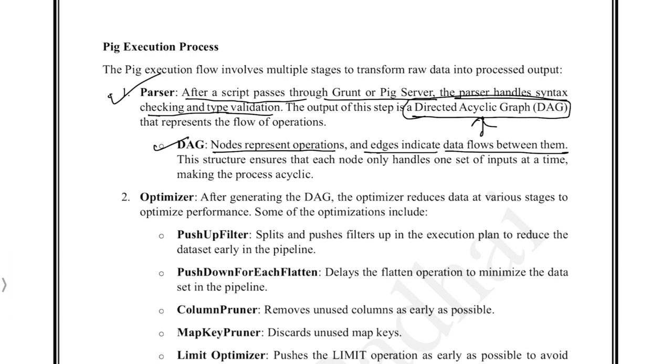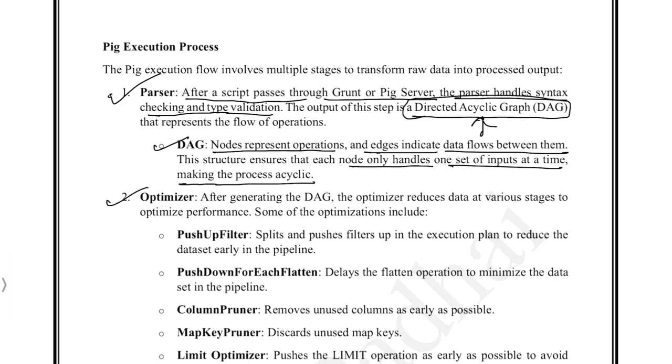This structure ensures that each node only handles one set of inputs at a time, making the process more acyclic. That means your parser will generate the directed acyclic graph, which is nothing but a parse tree, which mainly checks the syntax and everything. And in the DAG, the nodes represent the operations, whereas the edges indicate the flow of the data, like how it is going to execute.